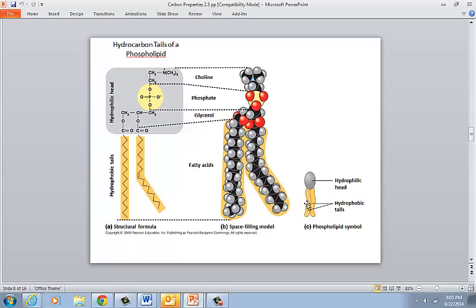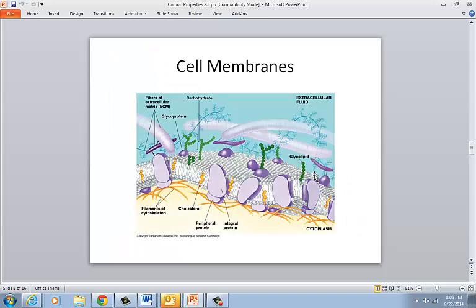And so hydrophobic, it's water fearing. They do not like the water. Stay out of the water. Get away from the water. And then here's our phosphate head, which loves the water.